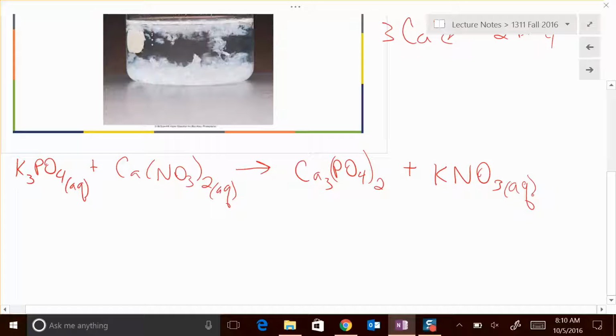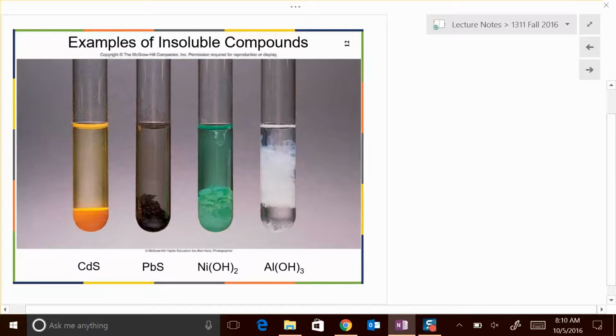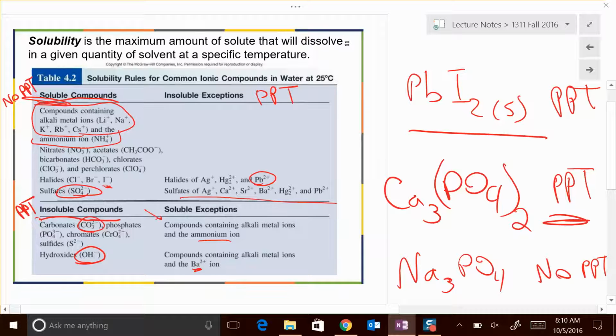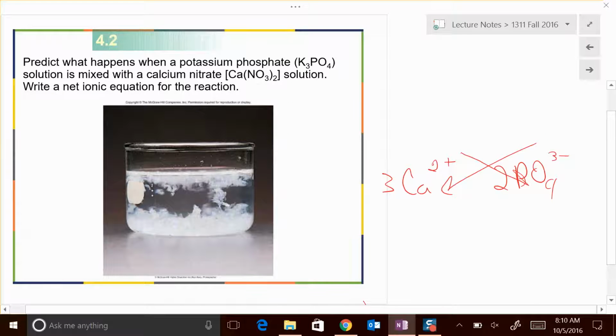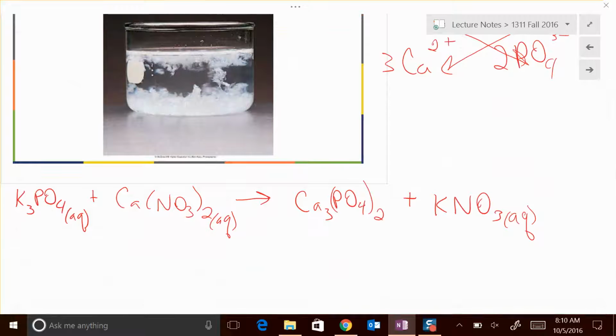Now, what about calcium phosphate? So let's go back here. Let's look for phosphates. Here's the phosphates. Okay? Phosphates are insoluble unless they are with an alkali metal. Is calcium an alkali metal? It's not. Okay? So that means this is an insoluble solid product. Okay? So this is my equation.